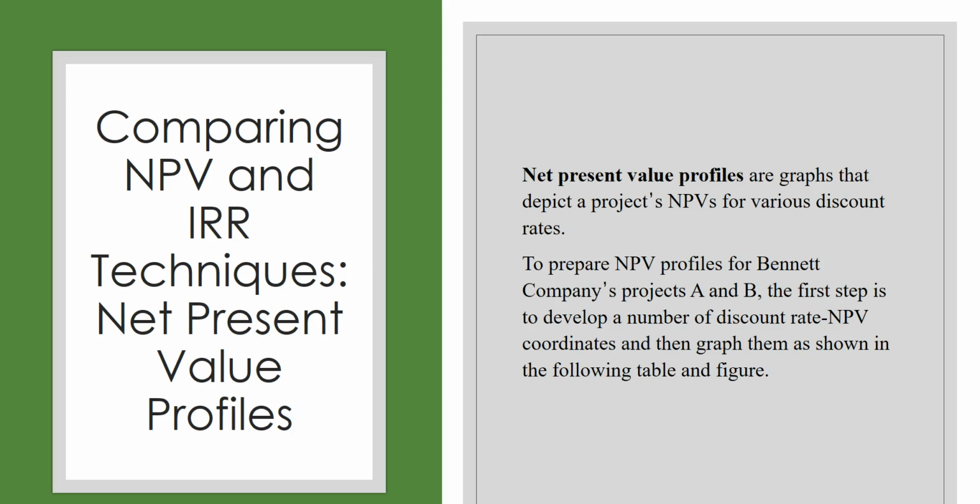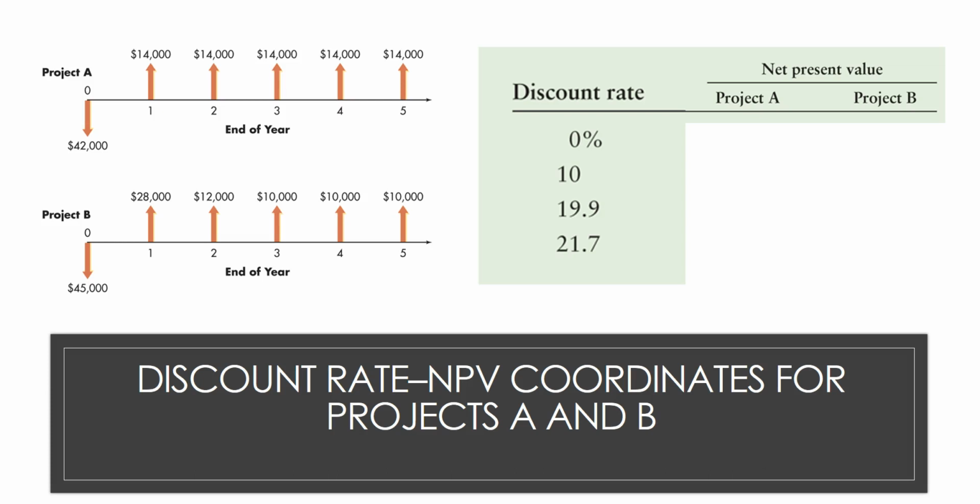So the first step is to develop a number of discount rate and net present value coordinates and then graph them. So let's do this for the same example that we've been working on. Project A costs $42,000 and yields $14,000 for 5 years. Project B costs $45,000, returns $28,000 in year 1, $12,000 in year 2, and $10,000 in years 3 through 5.